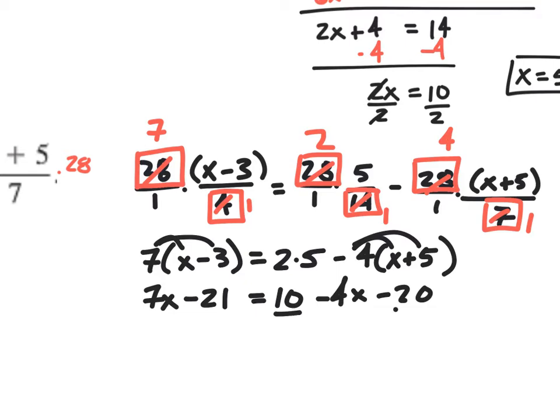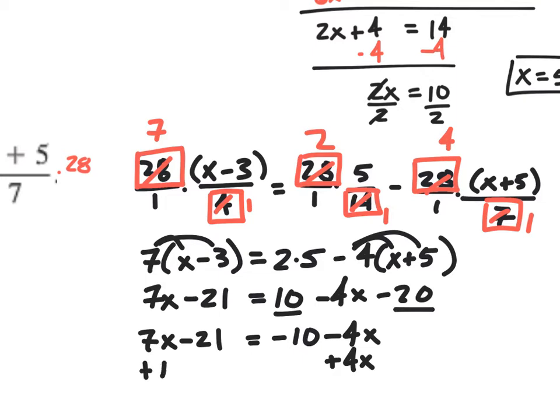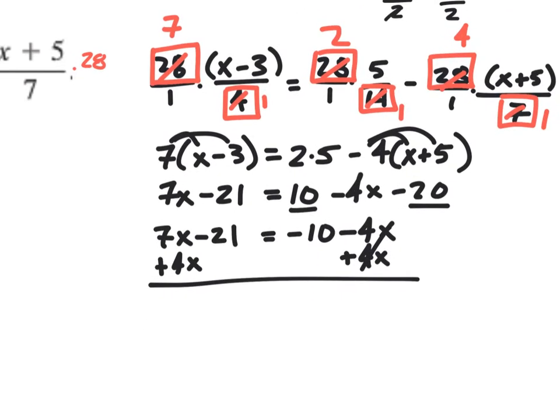So I've got 10 minus 20. That's going to give me negative 10. So I've got negative 10 minus 4x on my right side. I've got 7x minus 21 on my left. Okay, from here, I'm going to add 4x to both sides. Those are going to cancel out. That's going to give me 11x minus 21 is equal to negative 10.